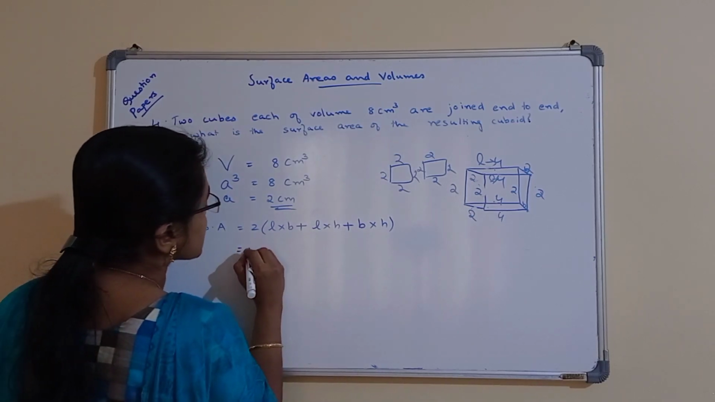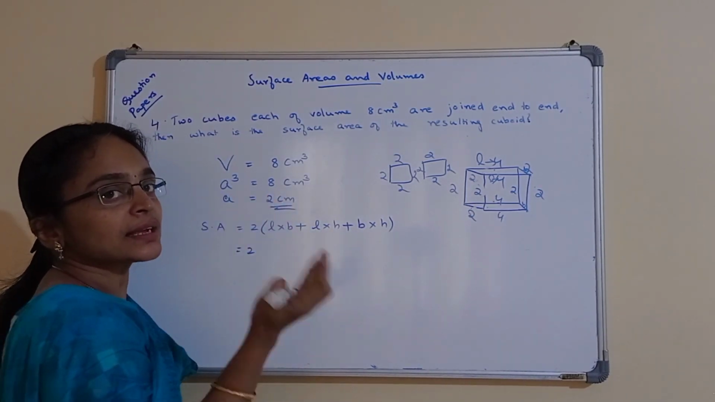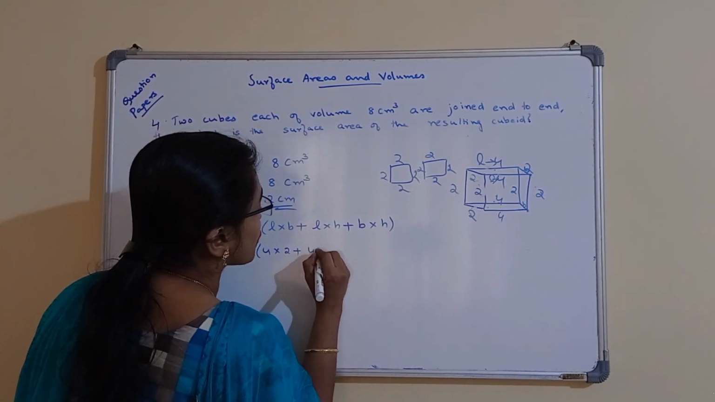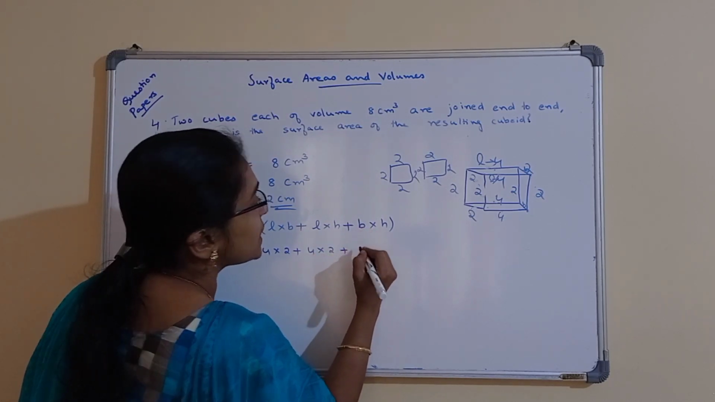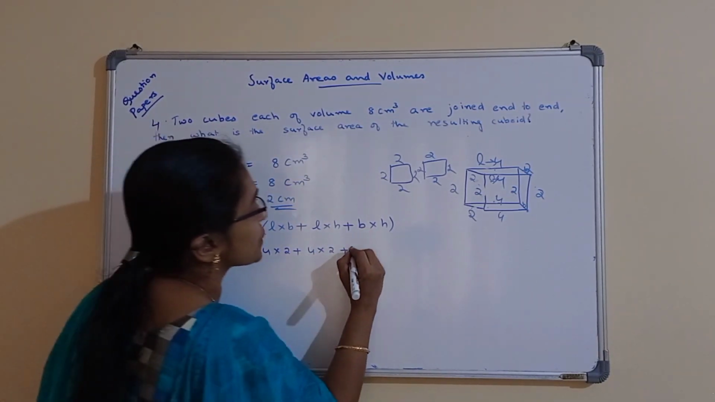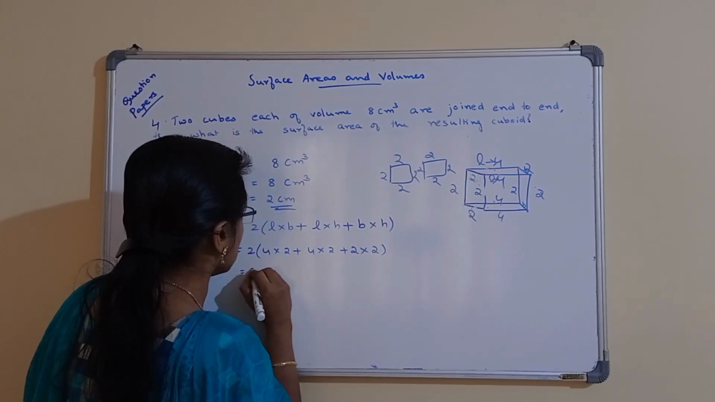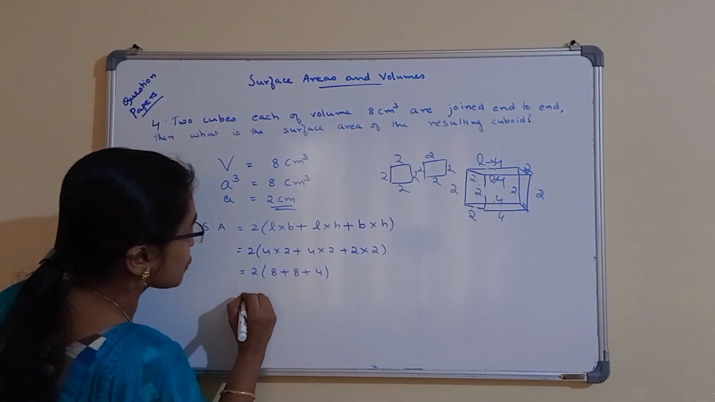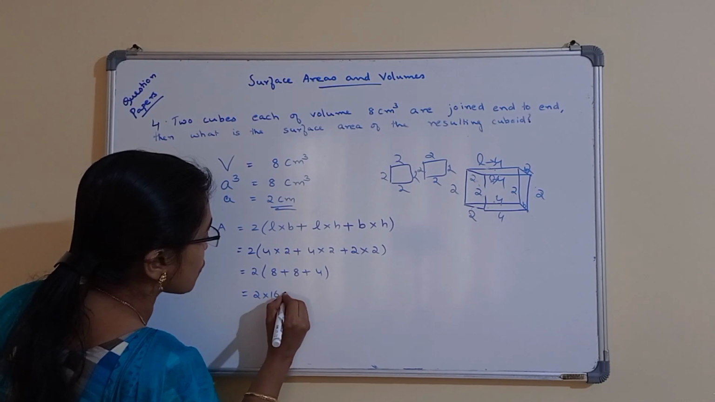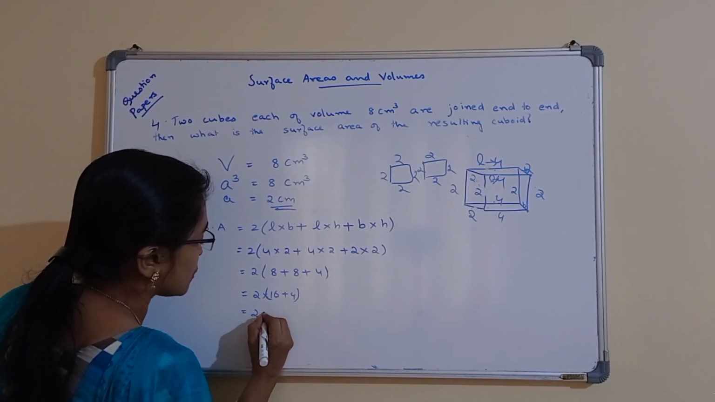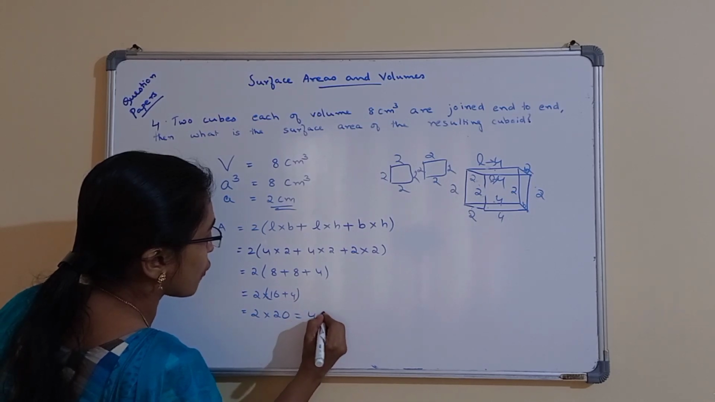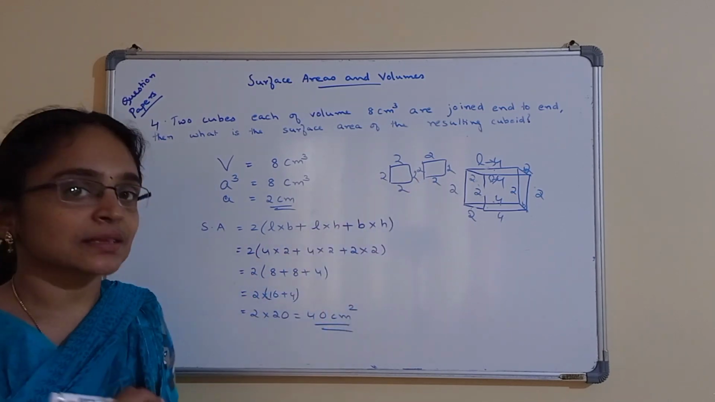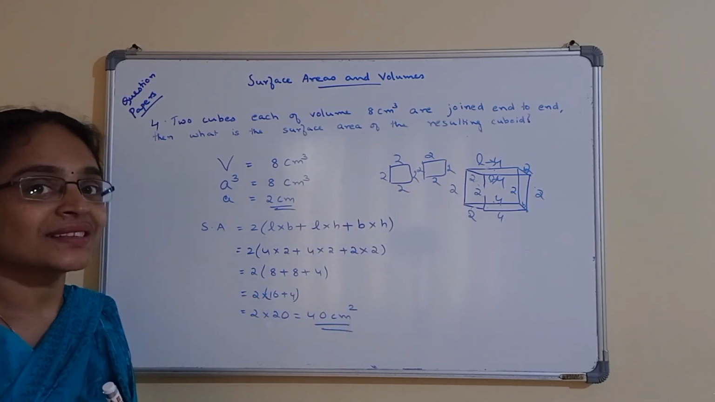Okay. Now only L is 4. All the other sides are 2 centimeter. So 4 into 2 plus 4 into 2 plus B into H is 2 into 2. So this is equal to 2 into 8 plus 8 plus 4. That is 2 into 16 plus 4, which is equal to 2 into 20, that is equal to 40 centimeter square. So surface area of this cuboid is 40 centimeter square.